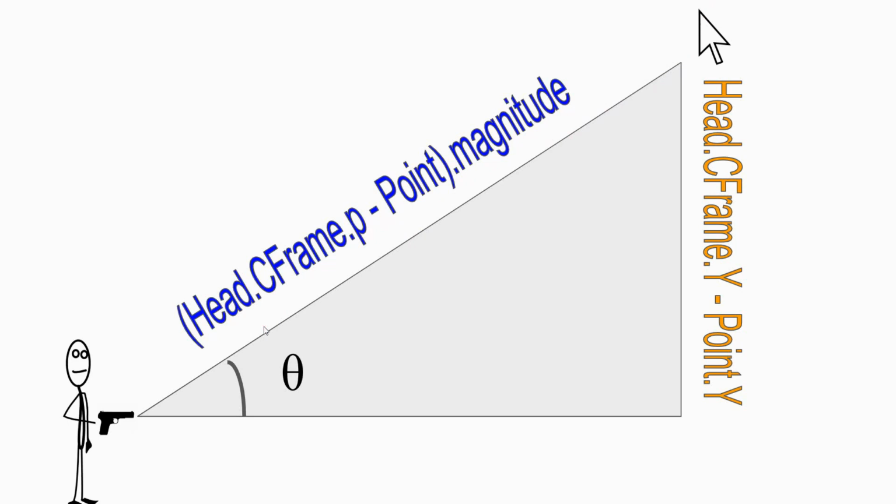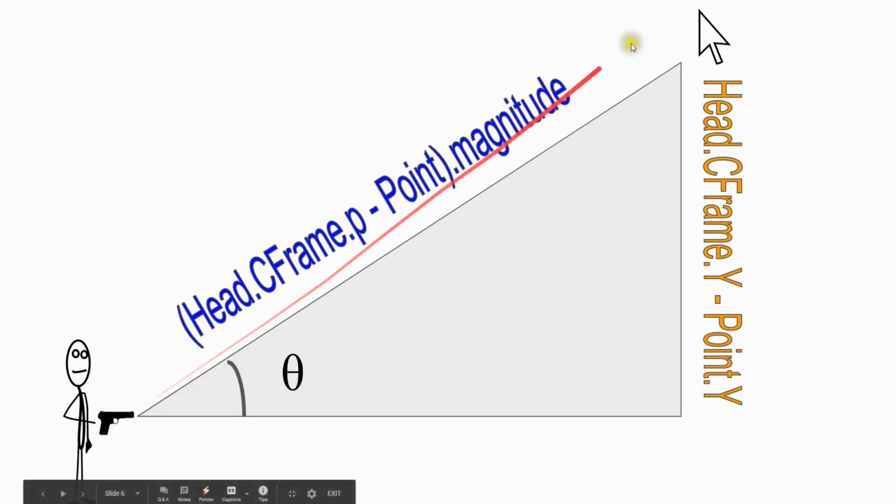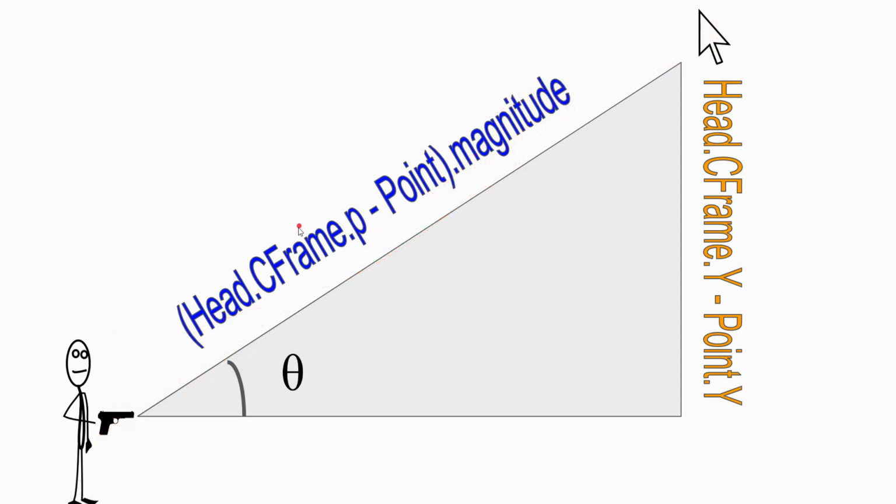Starting with the hypotenuse, which is the side right here, from the gun to the mouse. In the code, that's calculated with this line right here. They're taking the position of the head, which is this part right here, and that's going to be a vector, so it's going to have an x, a y, and a z part. And then they're also taking the position of the mouse, which is this value right here. What they're doing first is subtracting those two vectors, and then taking the magnitude of it. By taking the magnitude, it gives the distance. So this line right here will give us the length of this side of the triangle.